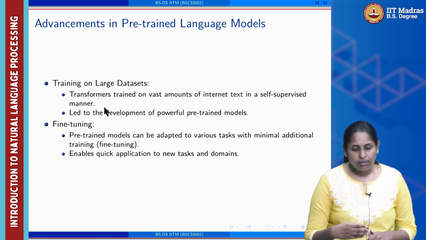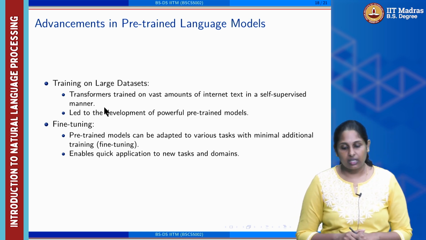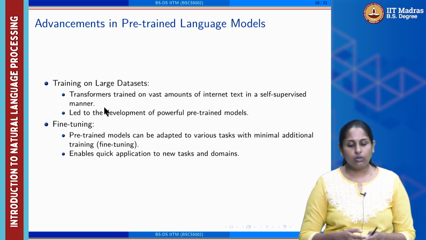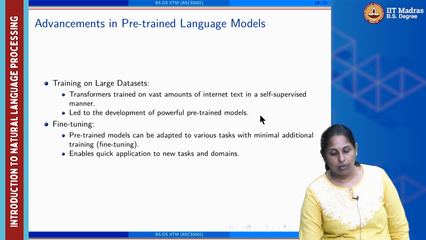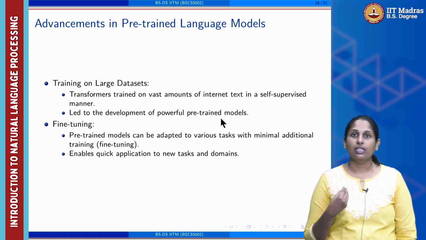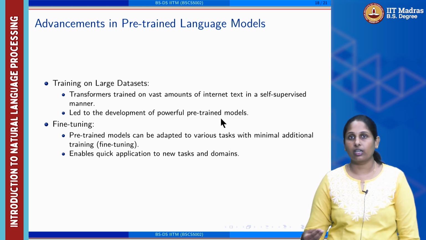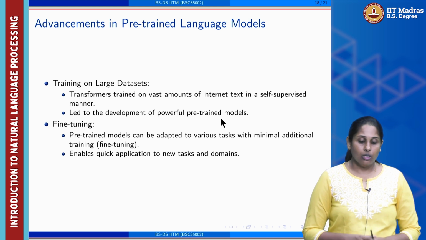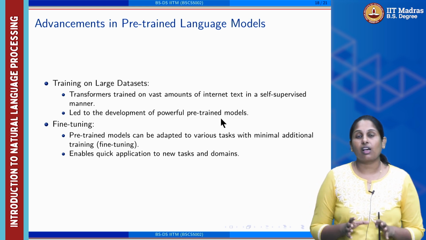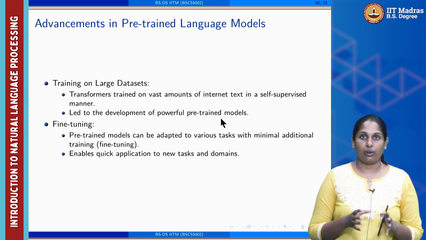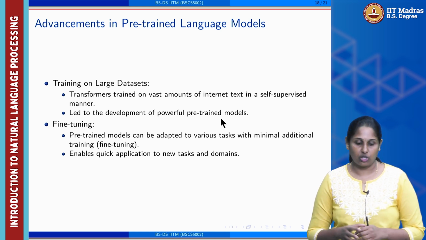Now, transformers trained on vast amounts of internet text in a self-supervised manner led to the development of powerful pre-trained models. The pre-trained models like GPT, okay, the pre-trained models like Llama. So there are many more pre-trained models that started coming into the picture, Falcon, okay, whatnot. All these pre-trained models are nothing but a weightage representation of language.